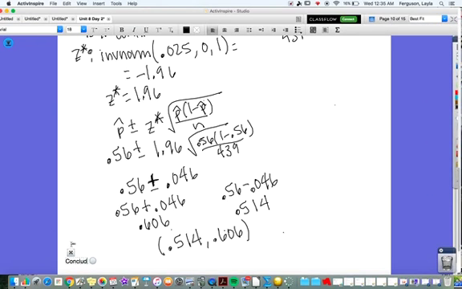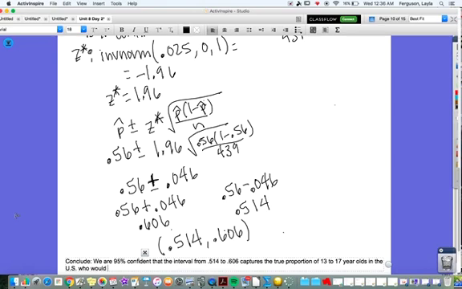And the last thing that we have to do is conclude. So when we conclude on this one, we are basically just interpreting what our confidence interval is. So we would say we are 95% confident that the interval from 0.514 to 0.606 captures the true proportion of 13 to 17-year-olds in the U.S. who would say that teens should wait until marriage to have sex.